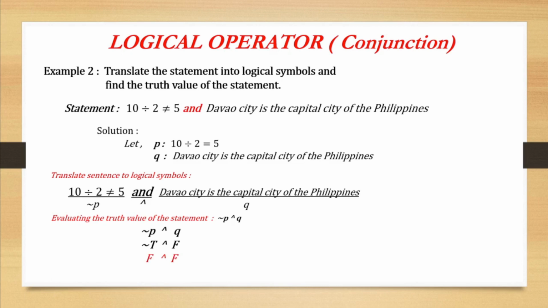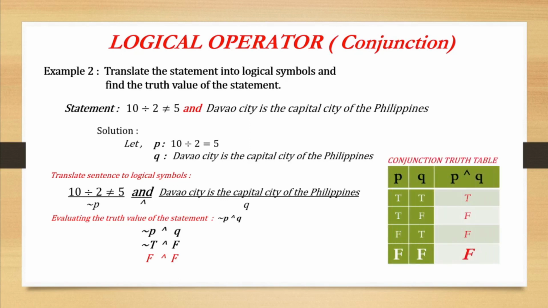So the statement now becomes false and false. Based on the truth table of conjunction, when proposition P is false and proposition Q is false, we can say the conjunction of P and Q is false. We can conclude that the statement 10 divided by 2 is not equal to 5 and Davao City is the capital city of the Philippines is a false statement.